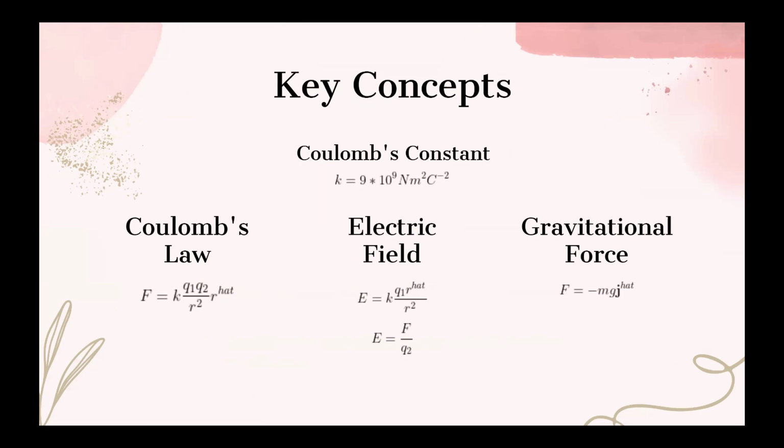Next is the electric field. The electric field is the field that surrounds electrically charged particles. Next is the gravitational force. This is the attractive force that exists between any two objects with mass. Finally, we have our Coulomb's constant, which is necessary for Coulomb's law and the electric field formulas.